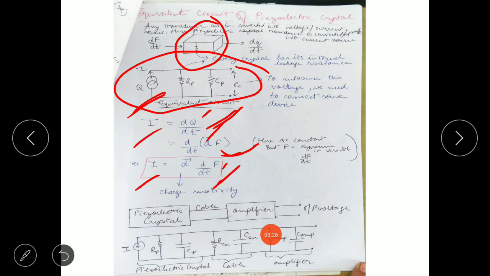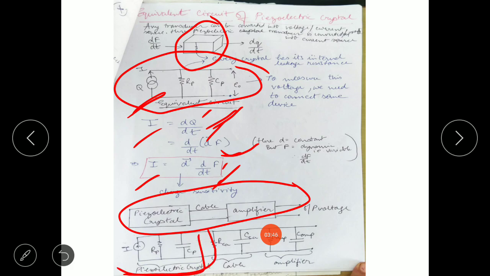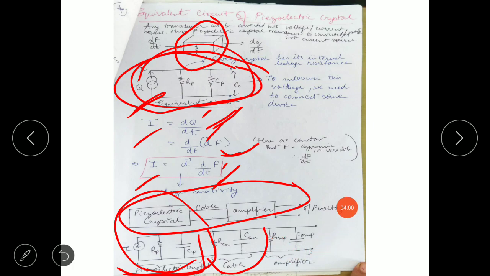Now the charge so generated, or the voltage so generated across this piezoelectric crystal, is very small. We need an amplifier to amplify this. So we'll be using a cable and then an amplifier in this network. In the equivalent circuit of this network, this is the piezoelectric crystal, that is the current source, and in parallel Rp and Cp, the internal resistance and internal capacitance of the piezoelectric crystal, like the equivalent circuit I've drawn here. The cable will also have resistance and capacitance, and the amplifier is also having resistance and capacitance. So this is the equivalent network.